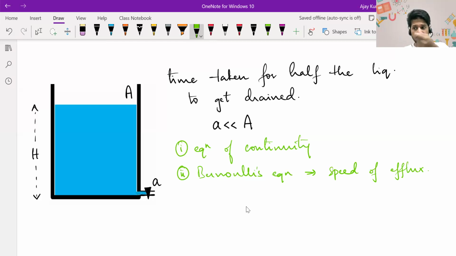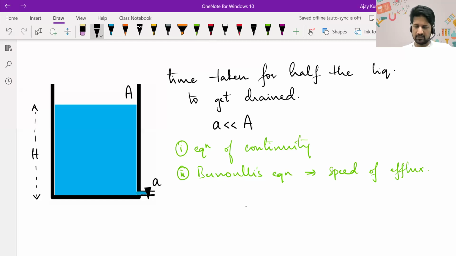So speed can be related to volume flowing per unit time, and from that you can find out the time taken for a certain volume to escape. That is the procedure to be followed to solve this problem.